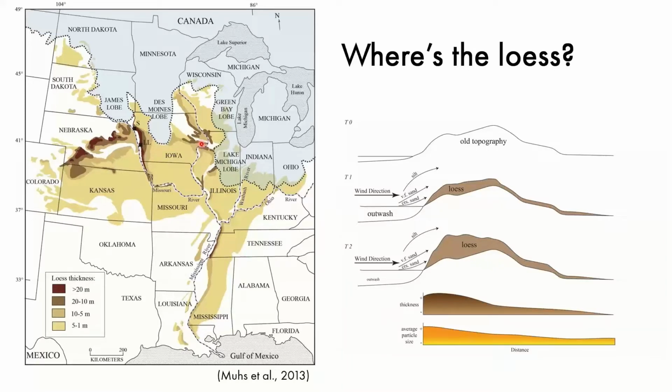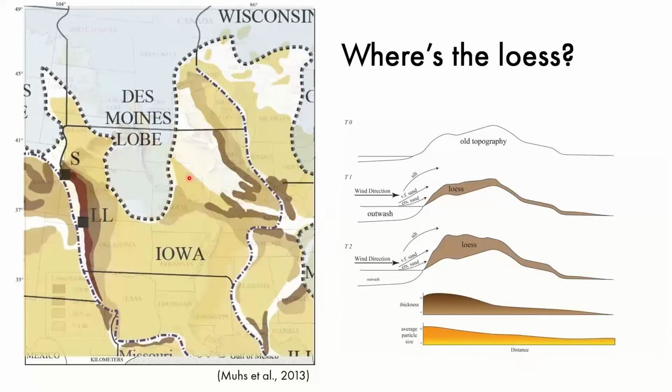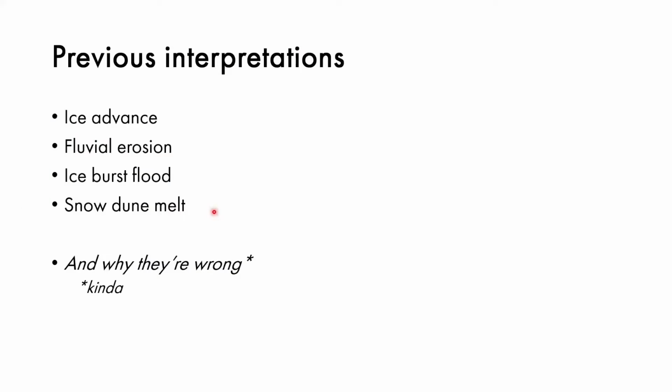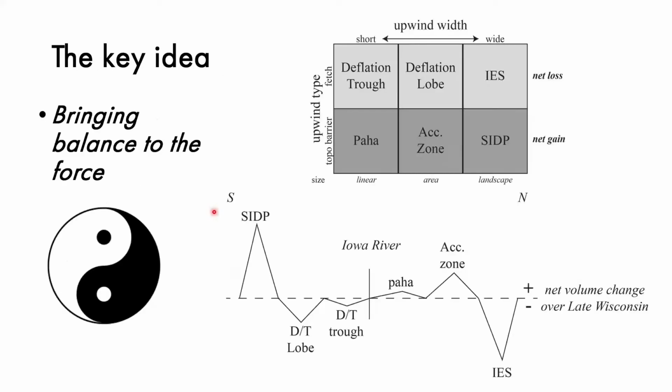But the problem with the Iowan surface is there's no loess in it, and the boundary of it is pretty bizarre. It looks like someone threw an octopus or a squid on it and traced it. So you can see here there's a zone of thick loess around it, and that has been confusing people since the 1800s. The previous interpretations are an ice advance, fluvial erosion cutting down by streams, an ice burst flood, some people even think, or snow dune melting. And I'll tell you why they're kind of wrong, hopefully.